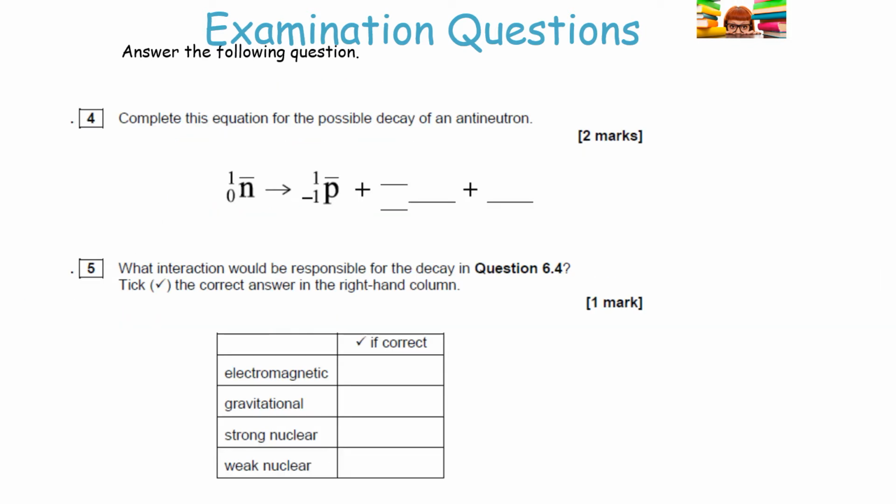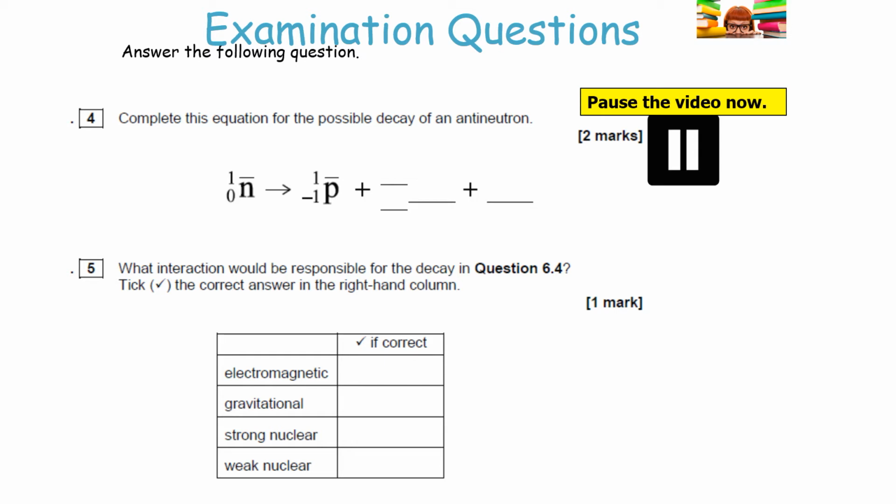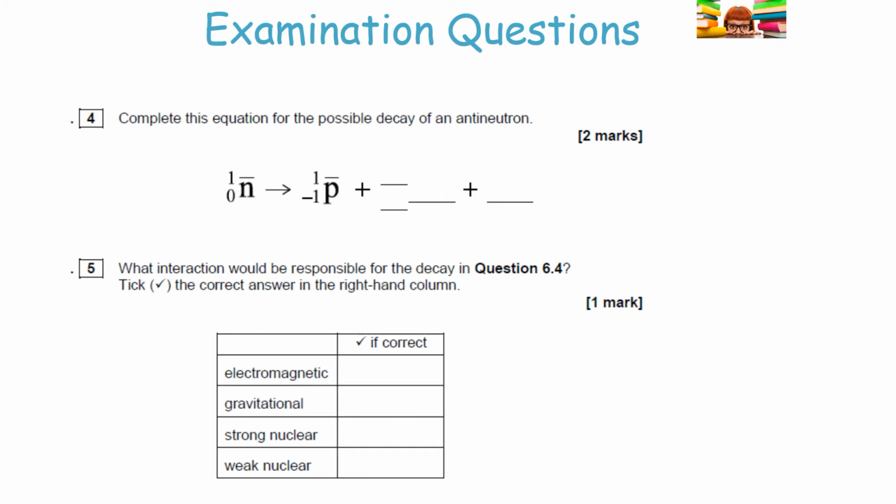Complete this equation for the possible decay of an antineutron, and then say what interaction will be responsible for this decay. Pause the video now, then unpause the video when you want to go through the answer. Right, so first thing you've got to remember is that the antineutron to antiproton is going to be very similar to your beta decay. So in beta decay, you can get a neutron going to a proton, and that would then make a positron, then you would have an antineutrino as such.